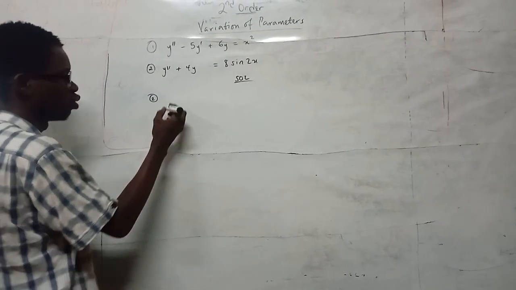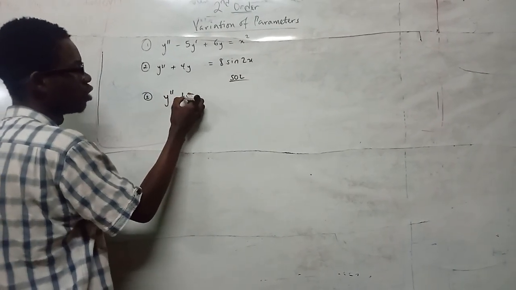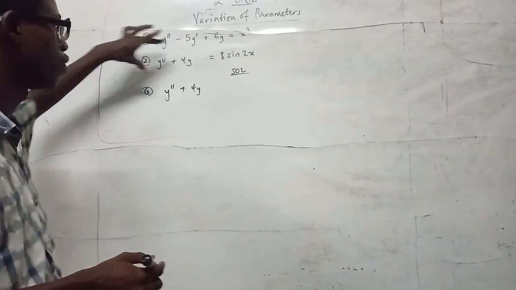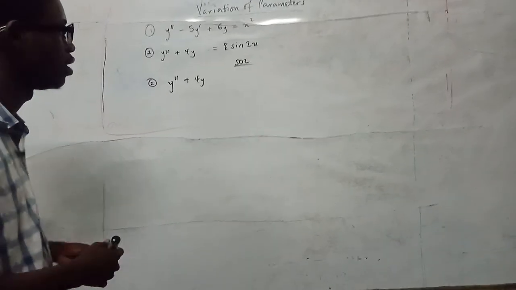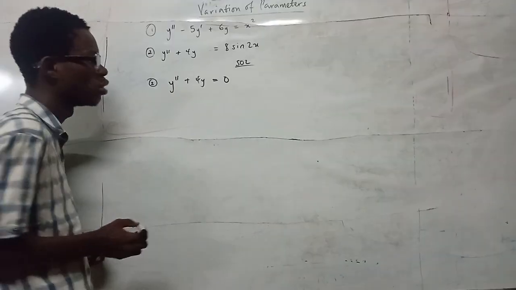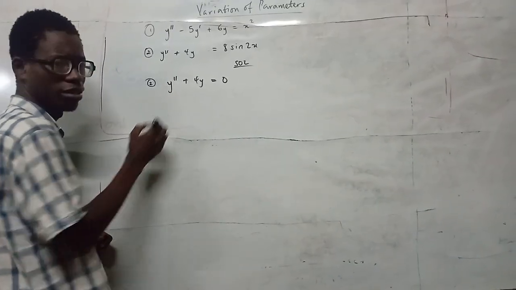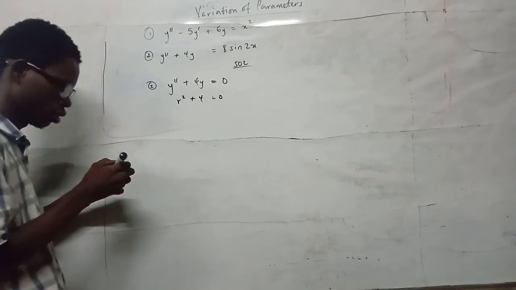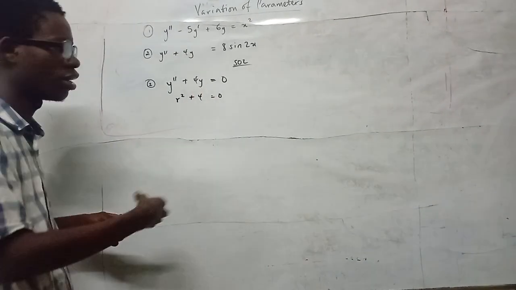So question 2 is how to solve y double prime plus 4y equals 8 sine 2x. Don't forget, whenever you are solving any non-homogeneous ODE, the first part you are going to solve is your homogeneous part, so this is equal to 0. The characteristic equation of this is r squared plus 4 equals 0. There's no y prime, so we don't need another r here.